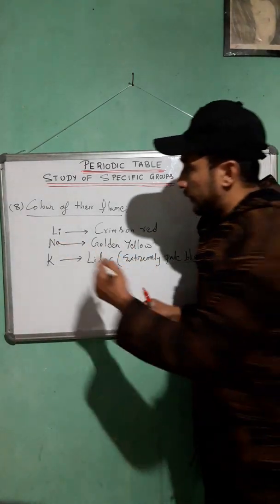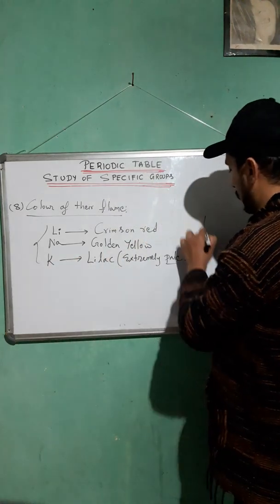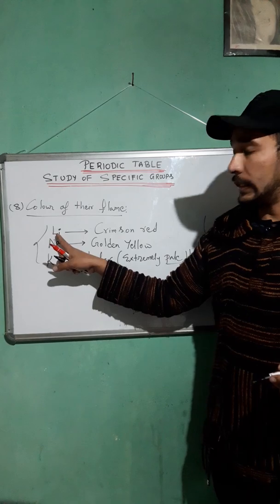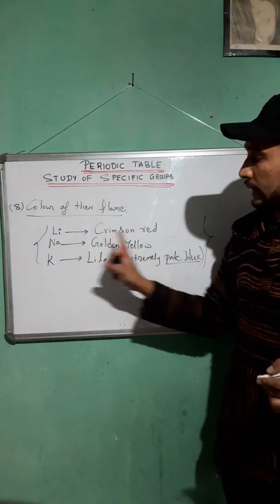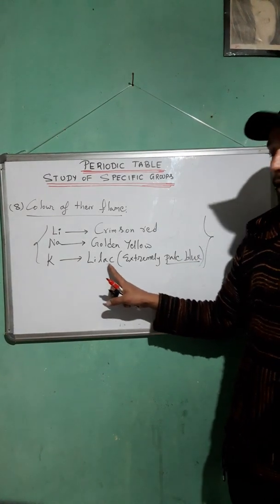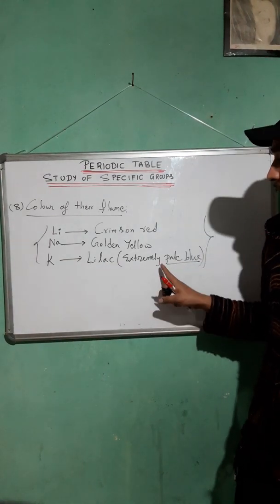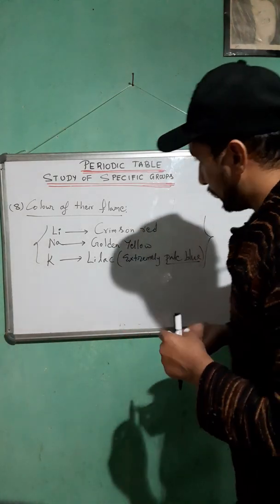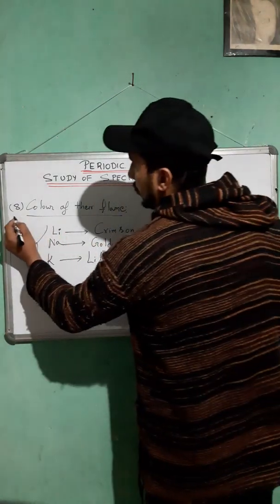So you should know the color of these three flames. Flame of lithium, crimson red; flame of sodium, golden yellow; and flame of potassium is lilac. Lilac is extremely pale blue. Otherwise, you can simply write pale blue. So, 8 properties you should remember.